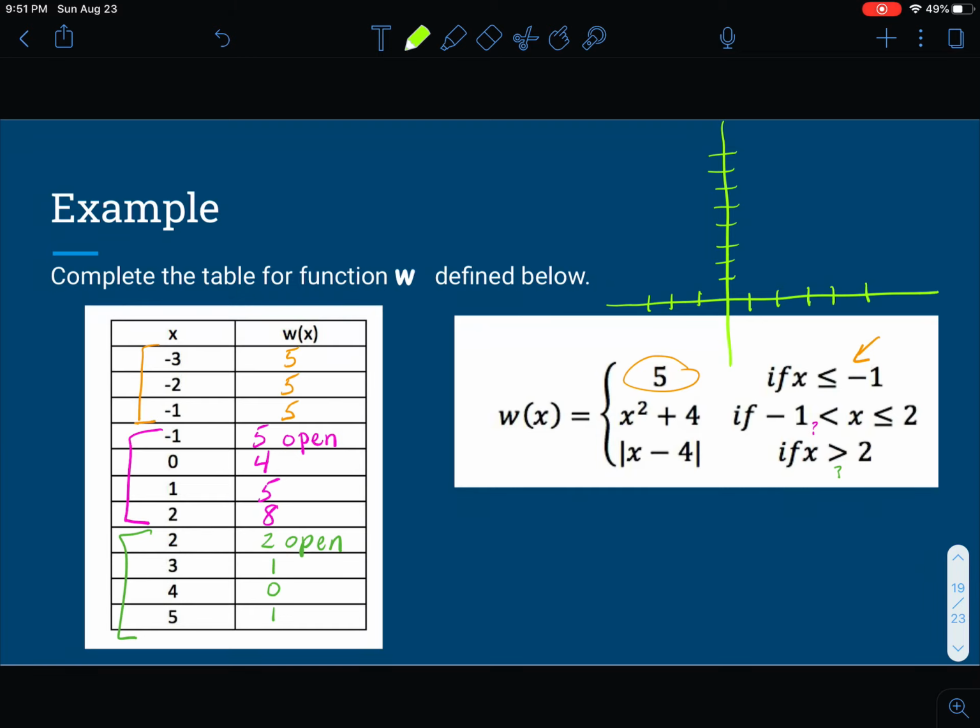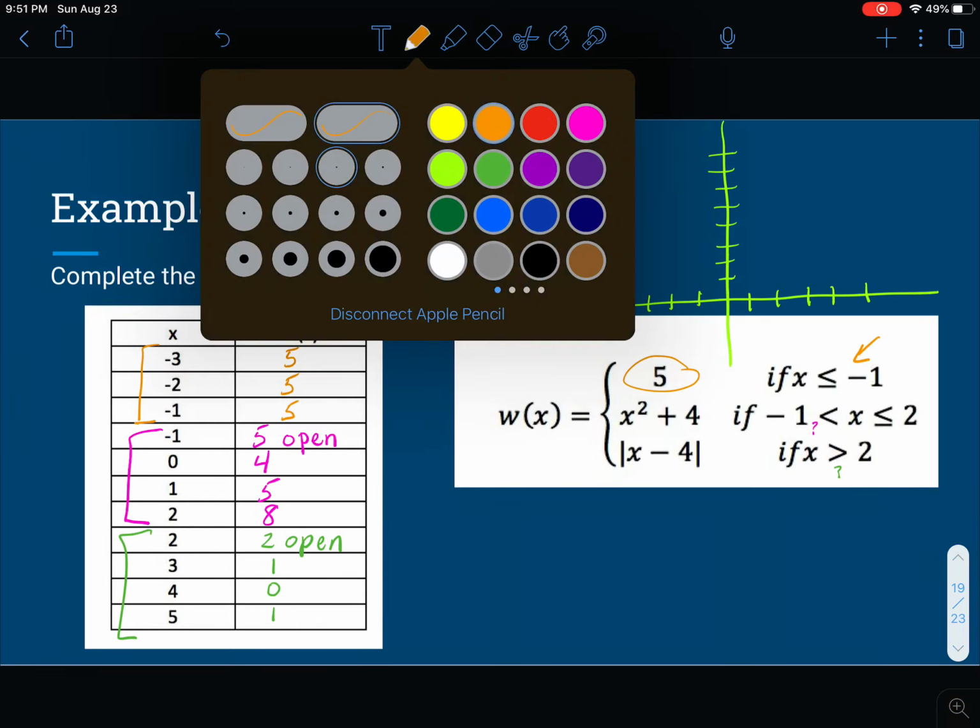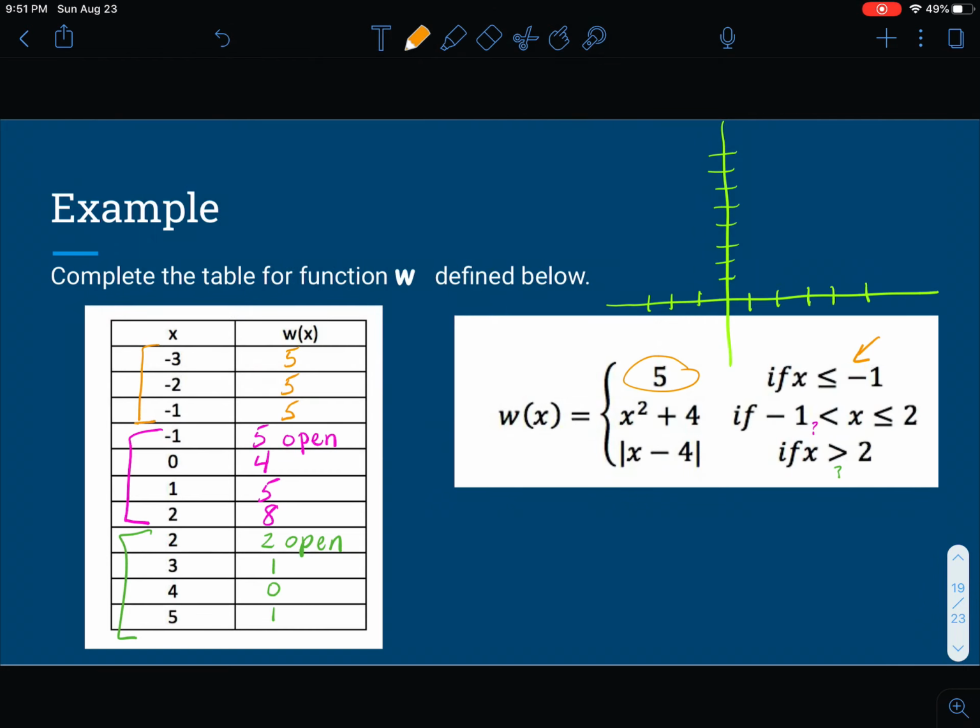And the lowest is 0. Okay, so I think this will work all right. So let's go ahead and plot these in the same colors. So for -3, -2, and -1, we all have 5. So we have this, this, and this.